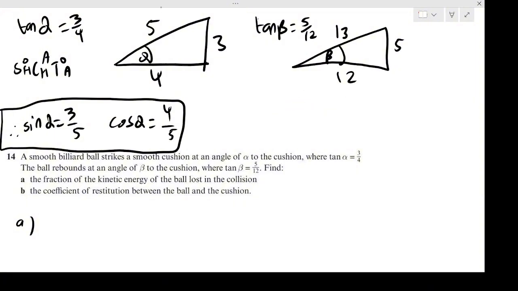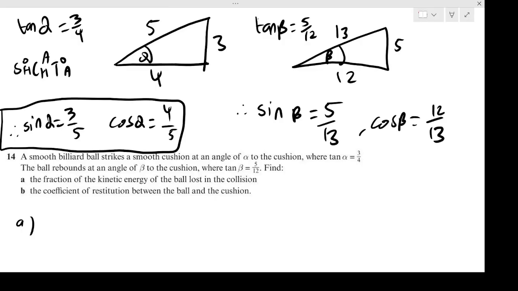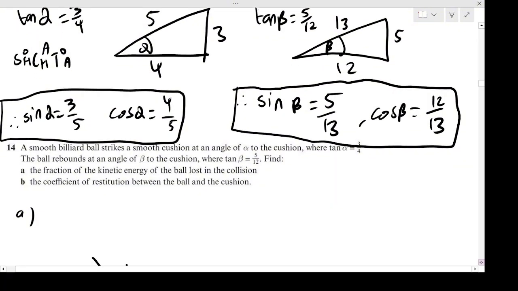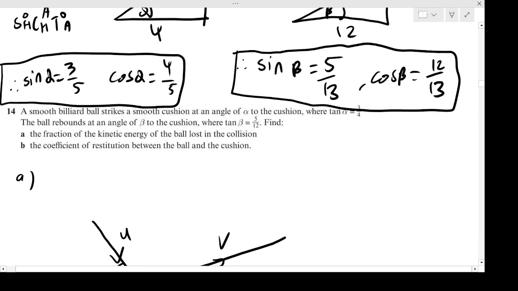Now that we've got all our lengths, we can also deduce sine and cos for beta. Sine beta is going to be 5/13, opposite over hypotenuse, and cos is going to be adjacent over hypotenuse. We're going to be needing sine and cos in the question, because that's to do with the parallel and the perpendicular parts.